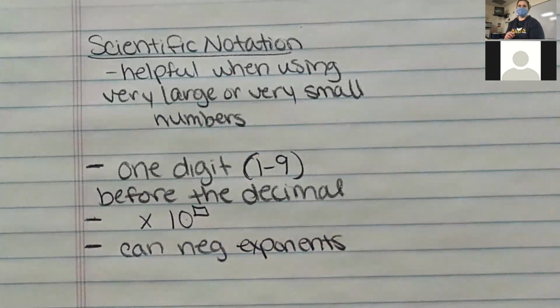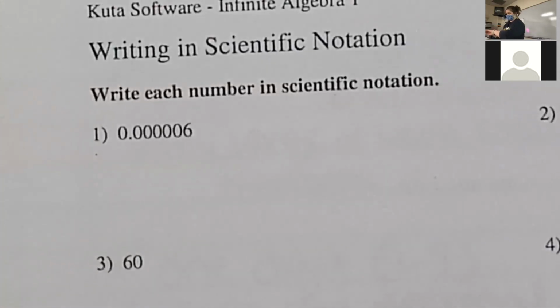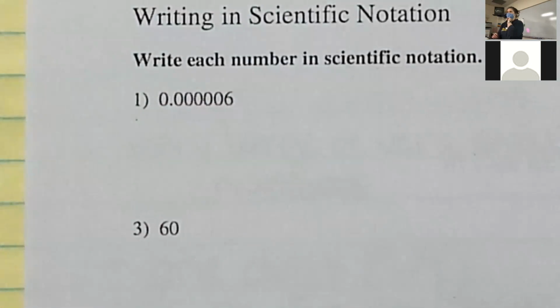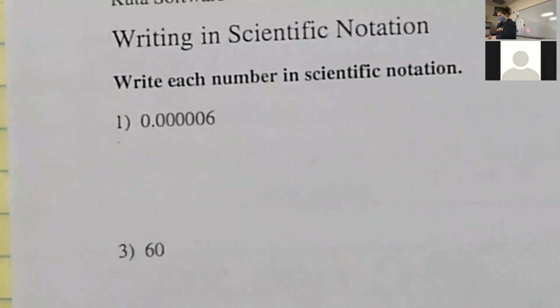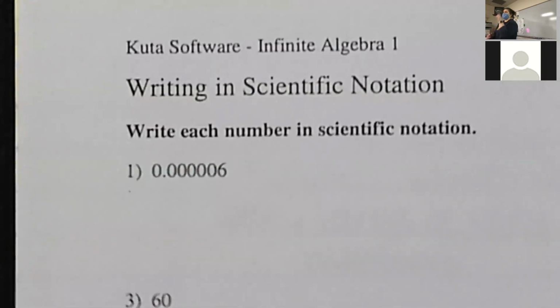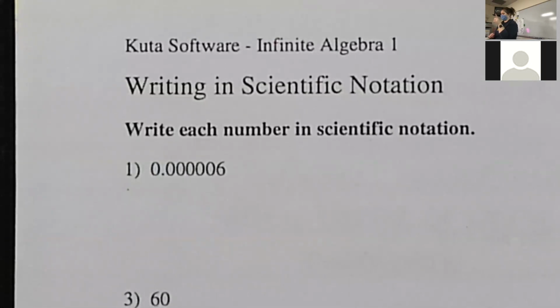Okay. So we'll take a look at our worksheet. It says write each number in scientific notation. So remember our three little rules there. There has to be one digit in front of the decimal. That's a digit between 1 and 9.